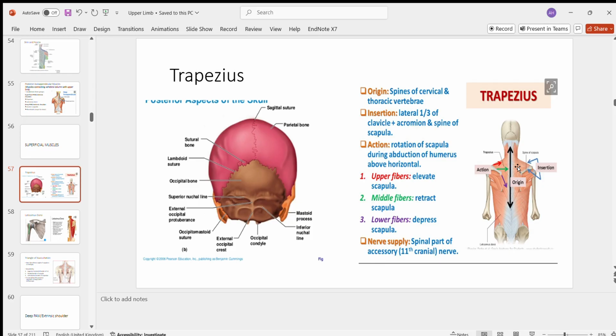Now, the trapezius has three fibers, the upper fibers, the middle fibers, and the lower fibers. The upper fibers basically elevate the scapula. The middle fibers here, they retract the scapula, and the lower fibers depress the scapula. The nerve supply of trapezius is the accessory nerve, which is the 11th cranial nerve. And how we can test this cranial nerve? It is by asking the patient to shrug his shoulders. So this trapezius muscle is also called the shrugging muscle.